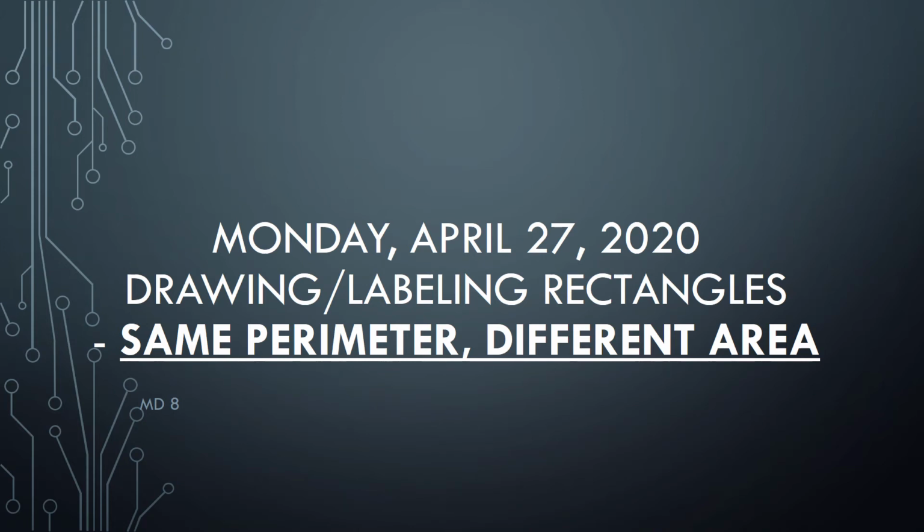Okay, for today's lesson, we're going to do something similar, but a little bit different than we've been doing the last 3 days. So today we're going to work on drawing and labeling rectangles with the same perimeter, but now they're going to have different areas.